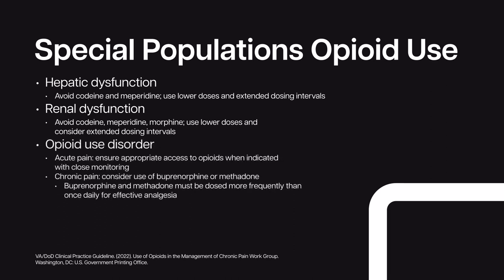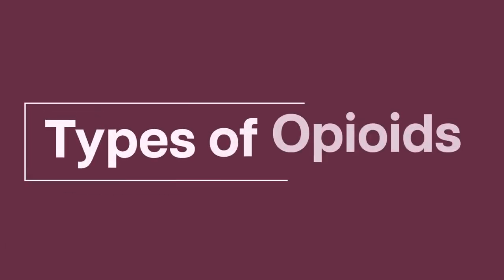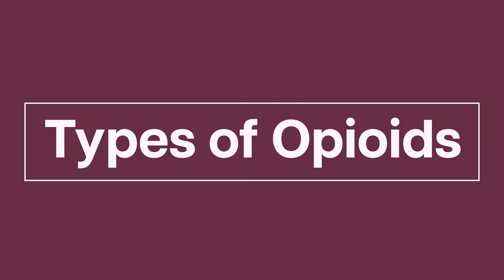For patients or individuals with opioid use disorder, in situations of acute pain, ensure appropriate access to opioids and indicated with close monitoring. In instances of chronic pain, consider use of buprenorphine or methadone, but remember that buprenorphine and methadone must be dosed more frequently than once a day for effective analgesia. We are now going to discuss individual opioids in more detail.